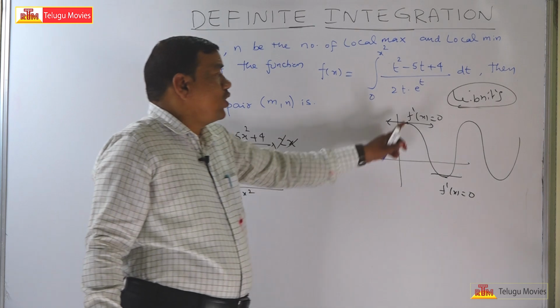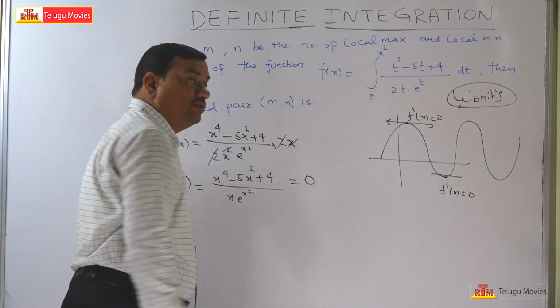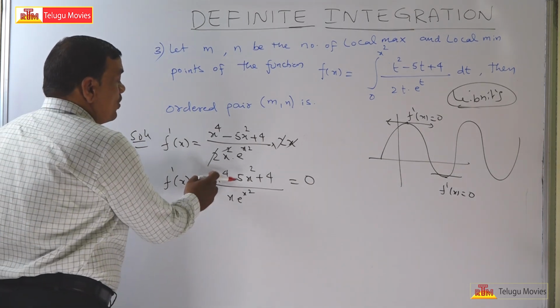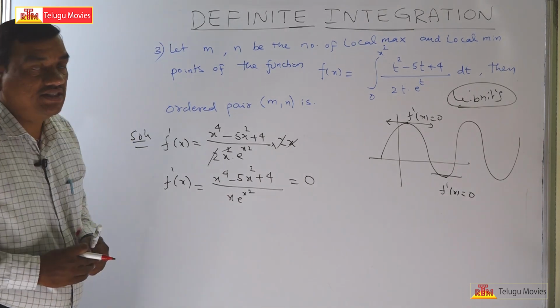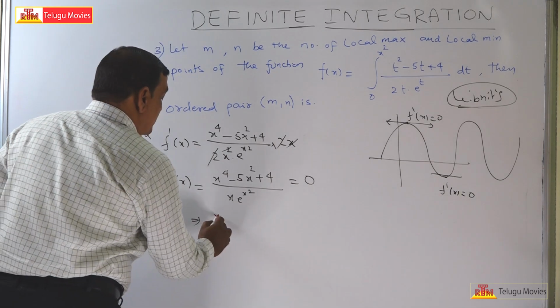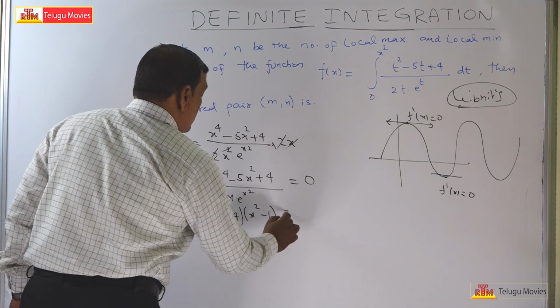So for local maxima and local minima, what you have to get? It should be equal to 0. Right. So what is this? x power 4 minus 5x square plus 4. Now we can factorize this, you can factorize this easily. How to factorize? This is x square minus 4 into x square minus 1 is equal to 0.